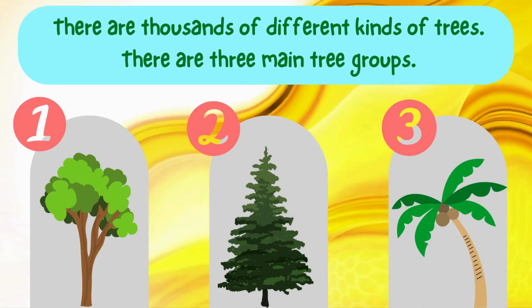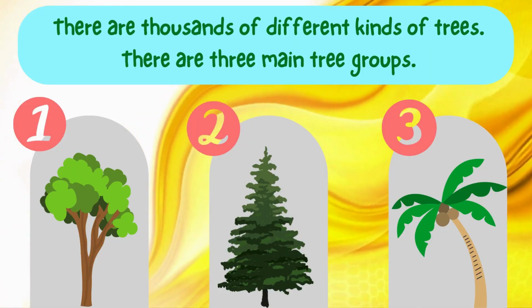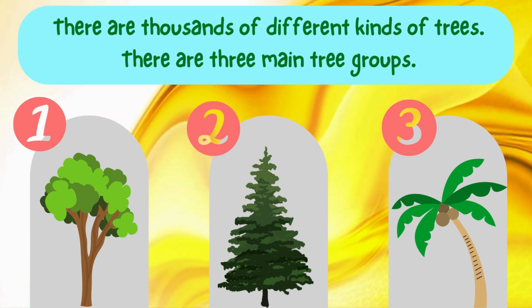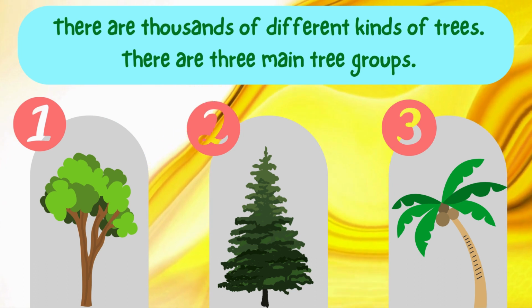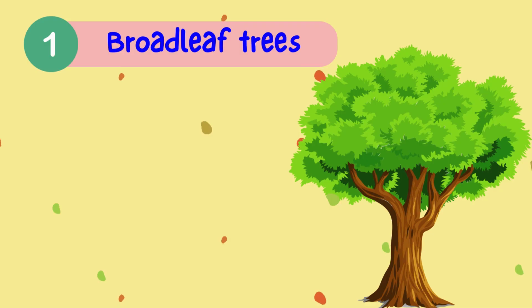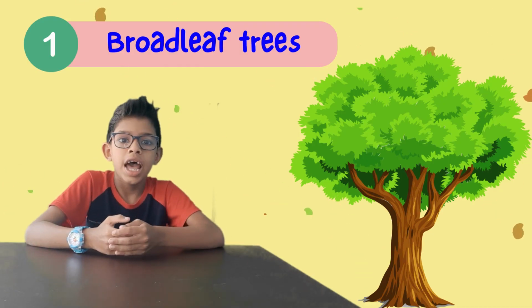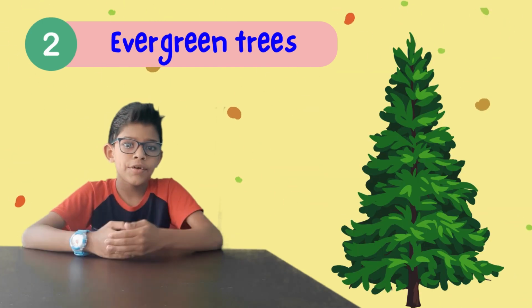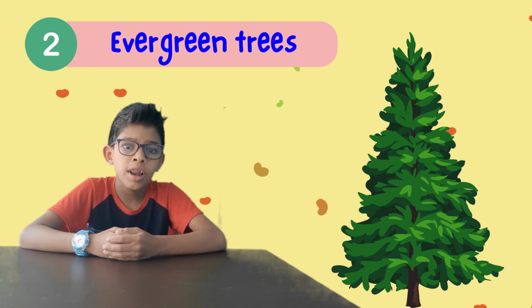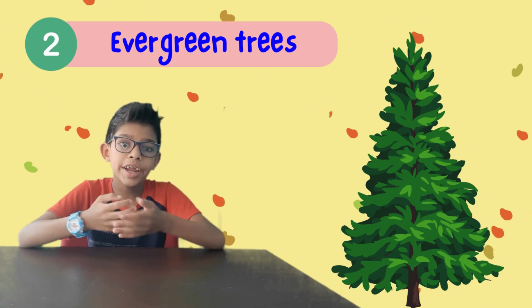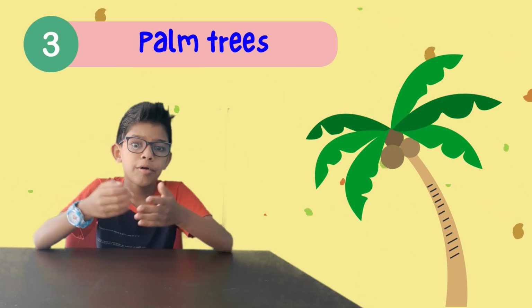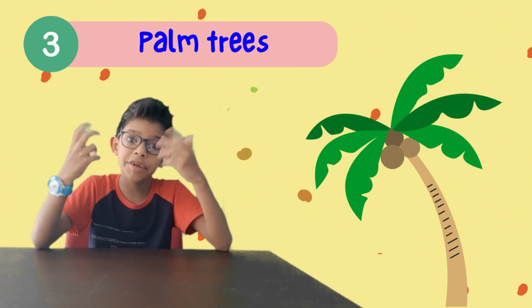There are thousands of different kinds of trees. There are three main tree groups. Broadleaf trees have bushy crowns with many branches. Evergreen trees are tall and have straight trunks. They don't bend. Palm trees have big leaves with bendy trunks.